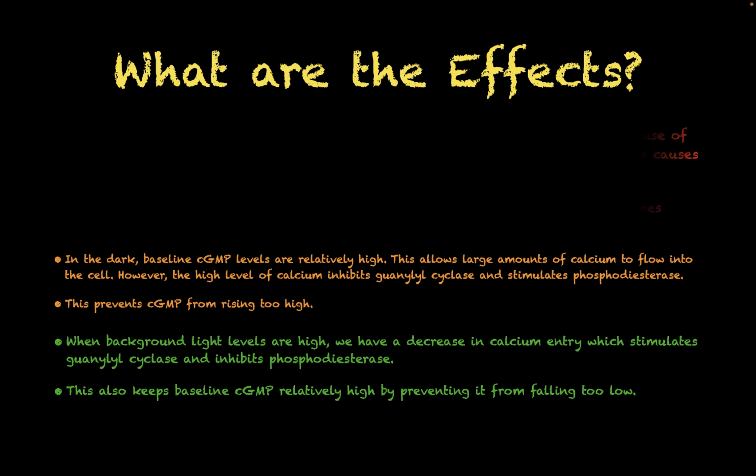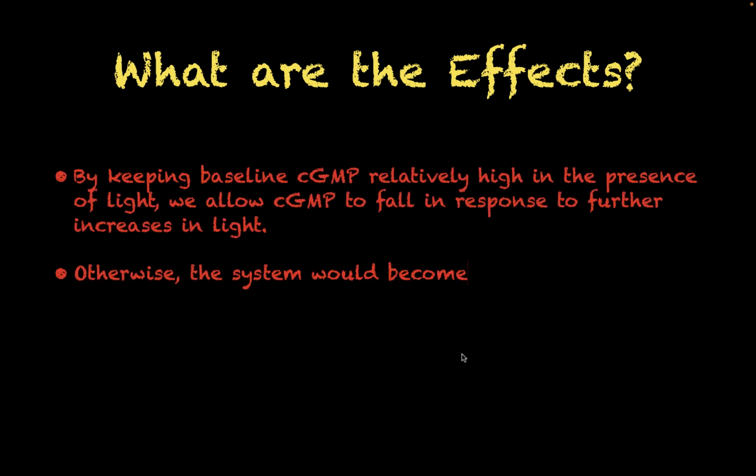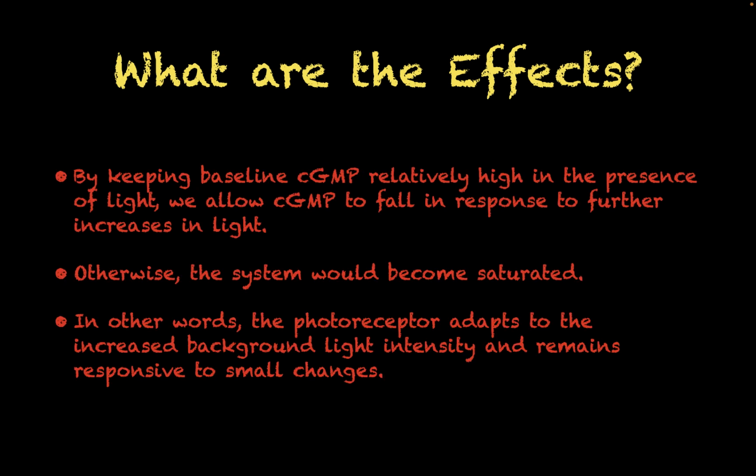And what is the importance of this? So the importance of this is as follows. By keeping the baseline cyclic GMP levels relatively high in the presence of light, this allows cyclic GMP to fall in response to further increases in light. Otherwise, the system would be saturated. So in other words, the photoreceptor adapts to the increased background light intensity and remains responsive to small changes.